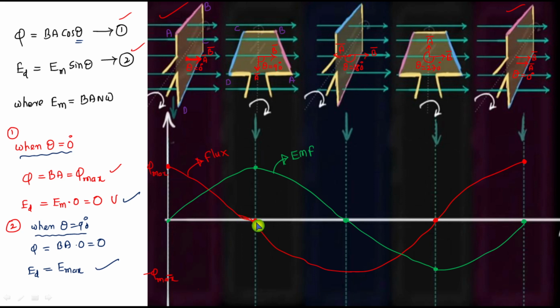So what is Lenz's law? Effect opposes the cause. Here what is the effect? EMF. So this EMF should oppose the changes in flux. What is the strength of the flux? It decreases from maximum to minimum. So obviously, in order to oppose the change, this effect or this EMF should increase. So that's why it increases from 0 to maximum, from 0 to 90 degrees.